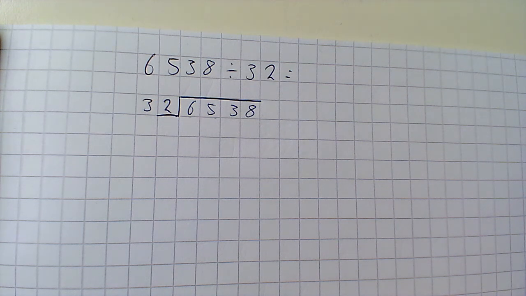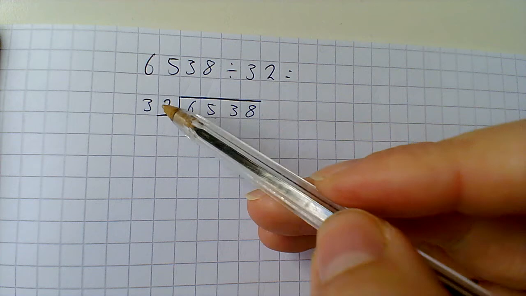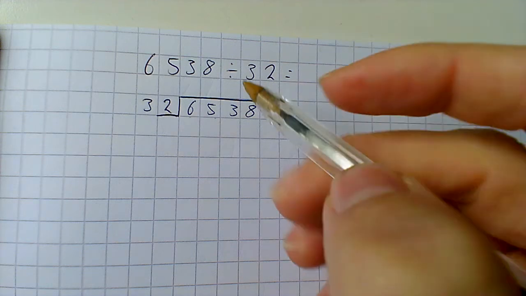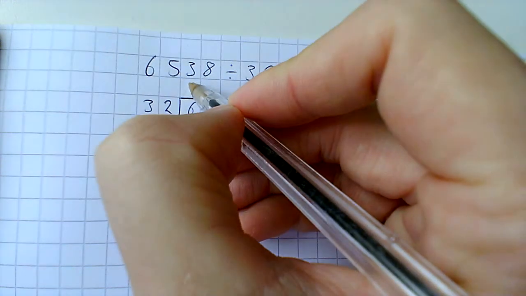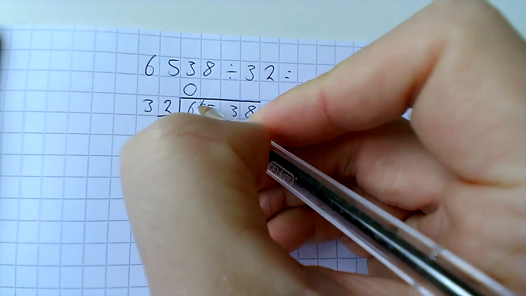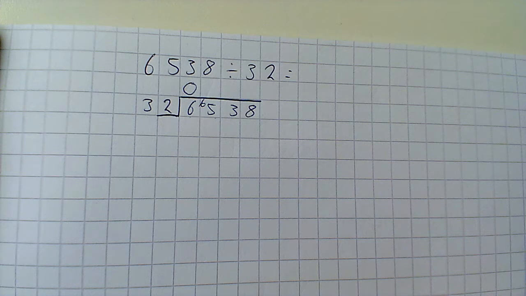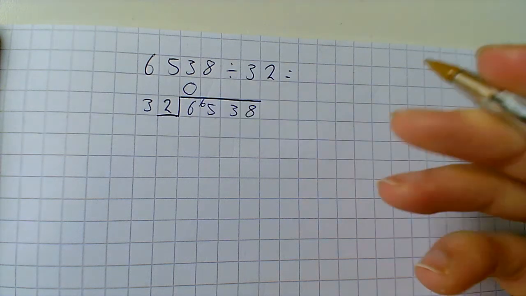Okay, we're going to give it a shot now. So 6 divided by 32, we can't make any groups of 32 out of 6, so it's a 0 there, and the 6 is carried across to the next place value place. Okay, now we've got 65 divided by 32.